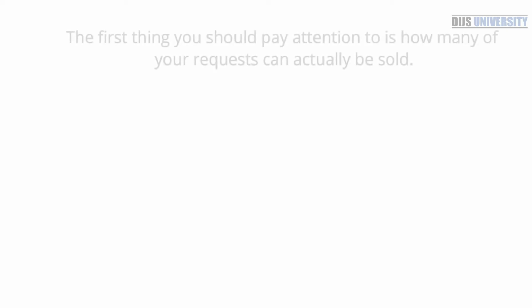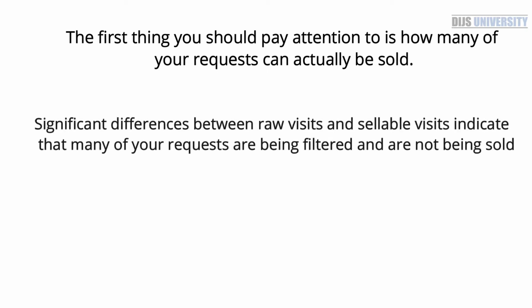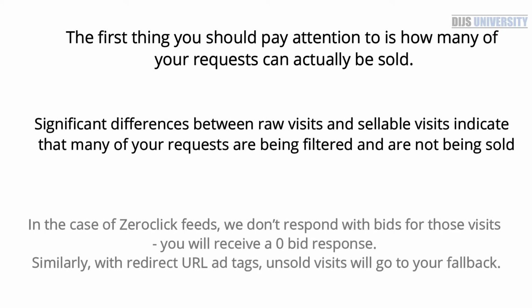The first thing you should pay attention to is how many of your requests can actually be sold. At the top of your dashboard, you can find a general summary of your traffic's performance, also represented in the chart below. Significant differences between raw visits and sellable visits indicate that many of your requests are being filtered and not being sold. In the case of Zeroclick feeds, Zeropark doesn't respond with bids for those visits.